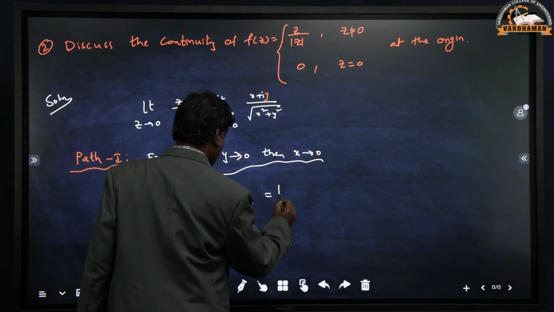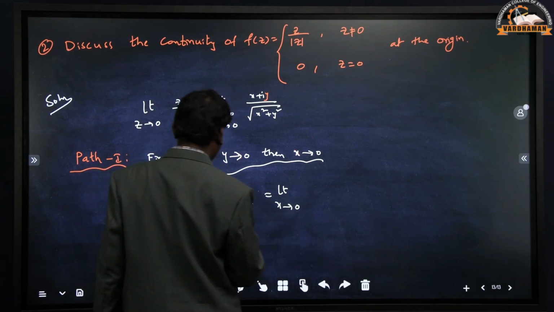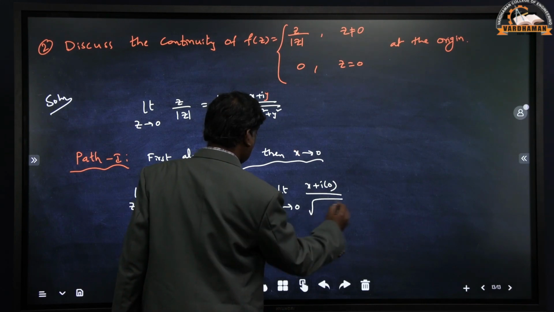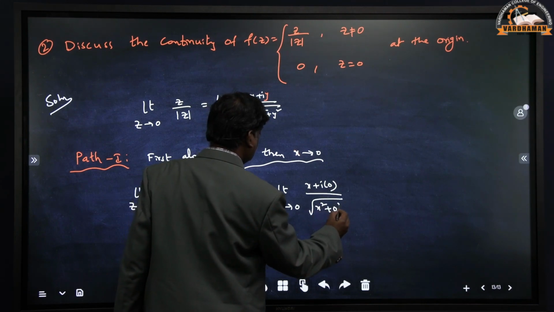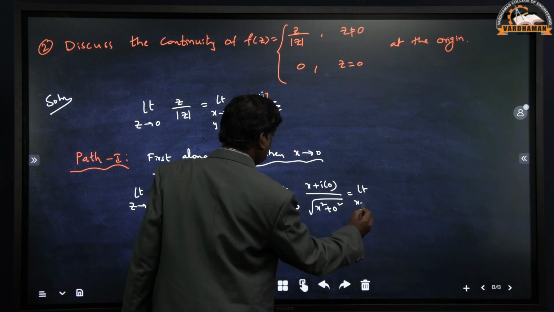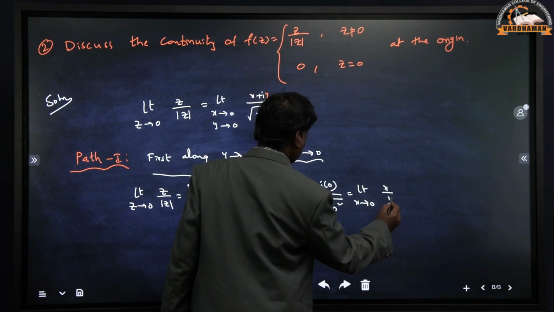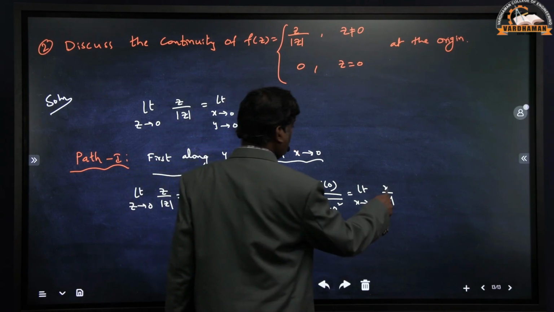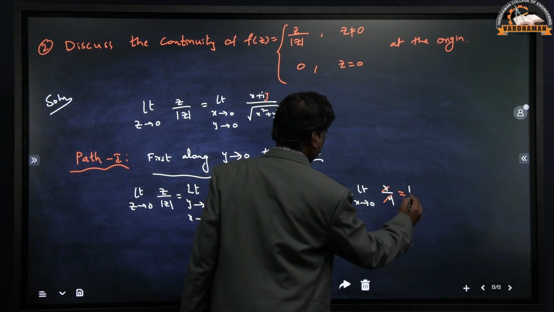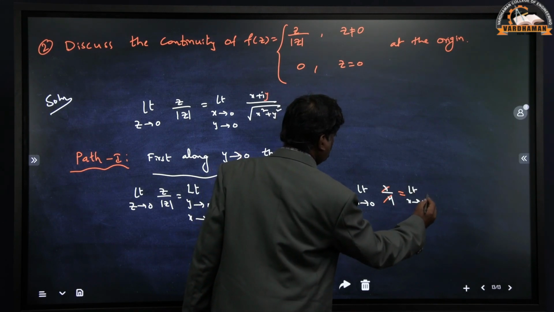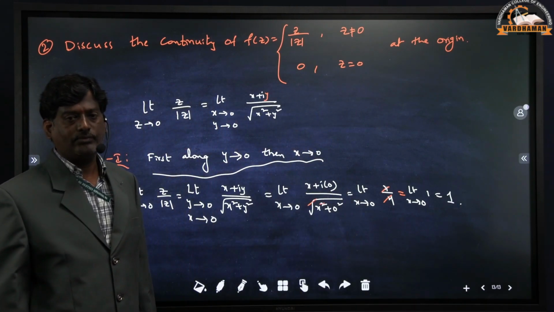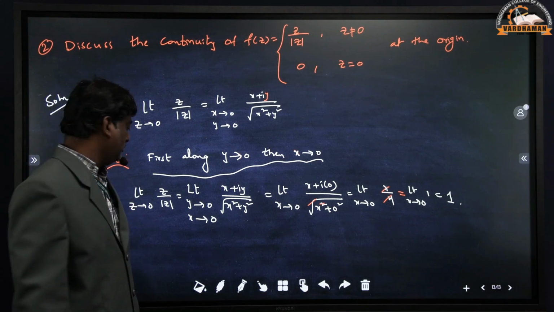This equals the limit as x tends to 0. Wherever y is there, you put 0: (x plus i into 0) divided by the square root of x square plus 0 square. That is the limit as x tends to 0 of x by x, since the square root cancels the square. x by x cancels to 1, so the limit as x tends to 0 of 1 is equal to 1. In this path, I get the limit value equal to 1.